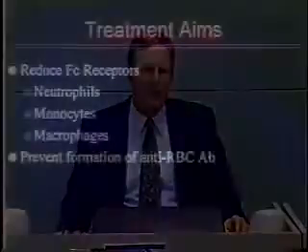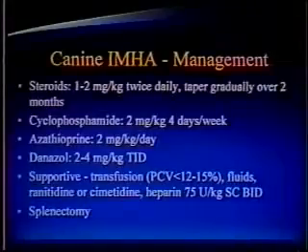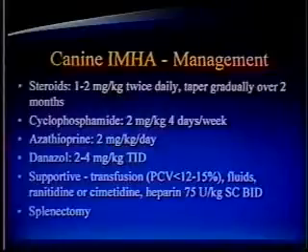The other thing that you try to do is to decrease the formation of red blood cell antibodies. You do this with basically two drugs. Corticosteroids at a dose of 1 to 2 milligrams per kilogram twice a day, gradually tapered over the course of 2 months, and that will reduce Fc receptors and antibody molecules.